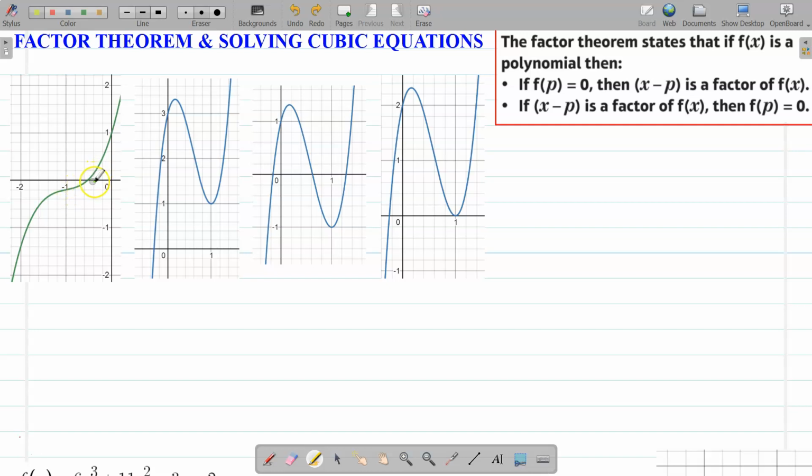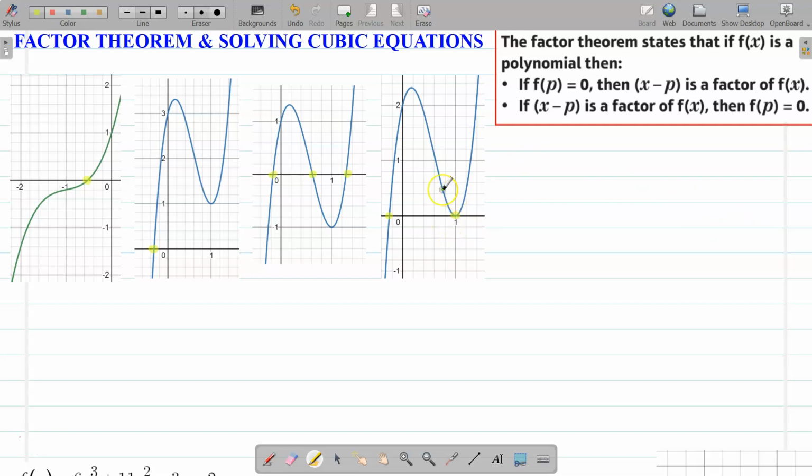Okay, and also they all cross the x-axis at least one place, meaning there's at least one real solution to all of these cubic functions equaling 0. There's one there, that function has a solution there. This one has 3 solutions, or 3 roots, there, and there. And this one has 2, because one of them is where it crosses, and this is where it touches the x-axis but doesn't cross. That's called a repeated root.